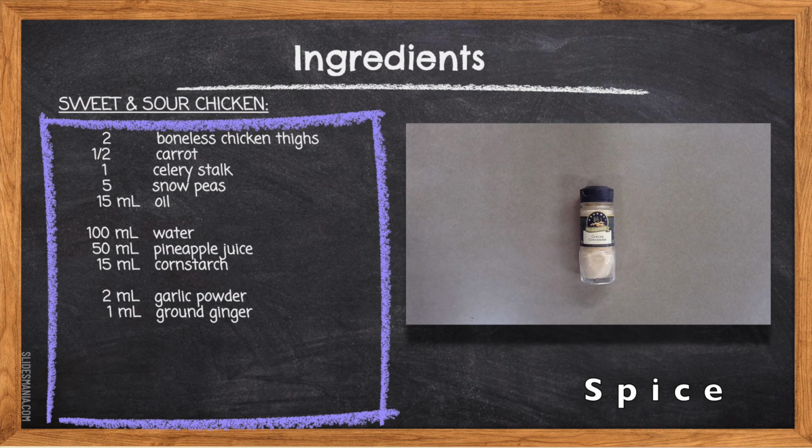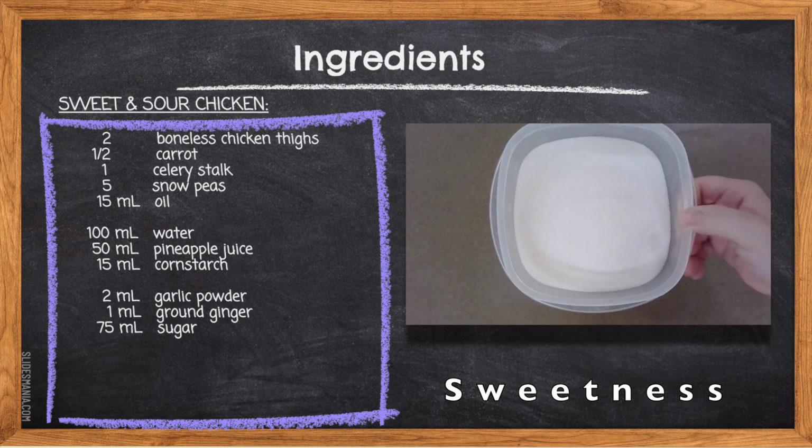1 milliliter of ground ginger. Ground ginger is dried ginger that has been turned into a powder. It will add a hot, aromatic, spicy flavor to our sauce today. 75 milliliters of sugar. Sugar is one of the sweet ingredients of our sweet and sour.